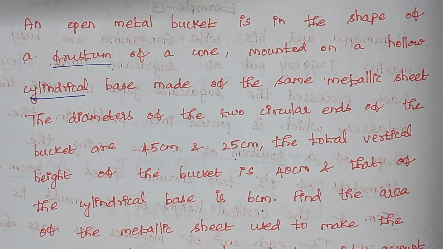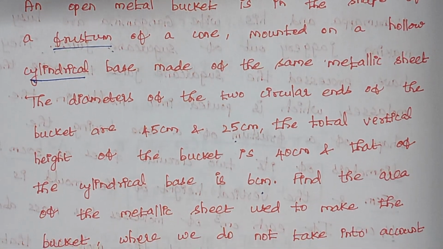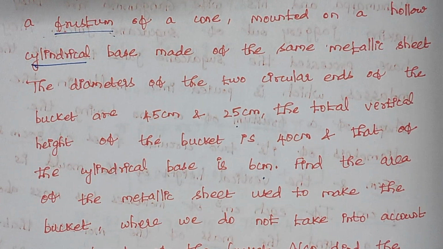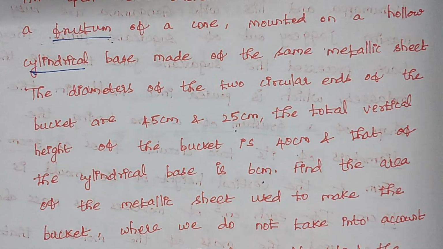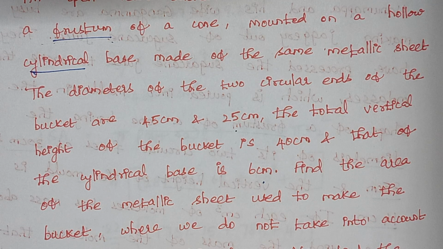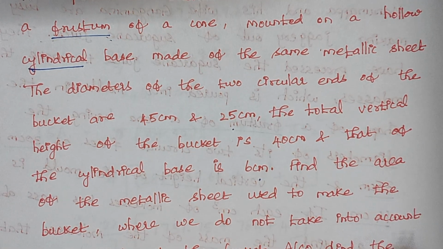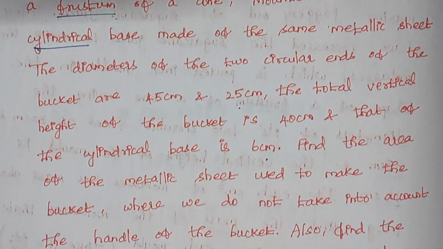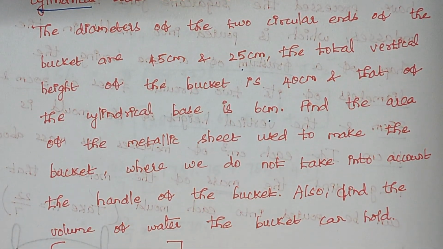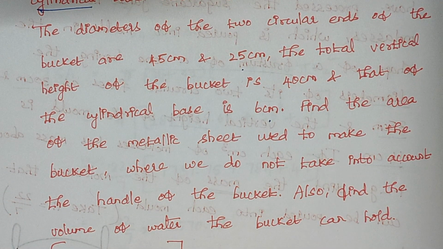Now we have to find the area of the metallic sheet used to make the bucket. You can consider a steel bucket or a normal bucket, an aluminum bucket, something like that. Here we are neglecting the handle. Then the next thing is we have to find the volume of water that the bucket can hold.